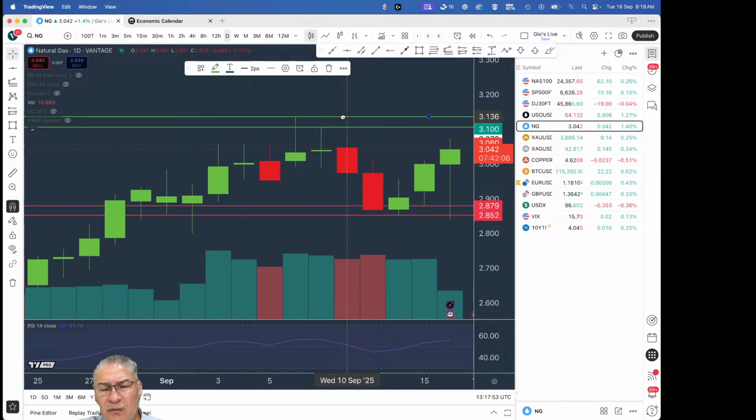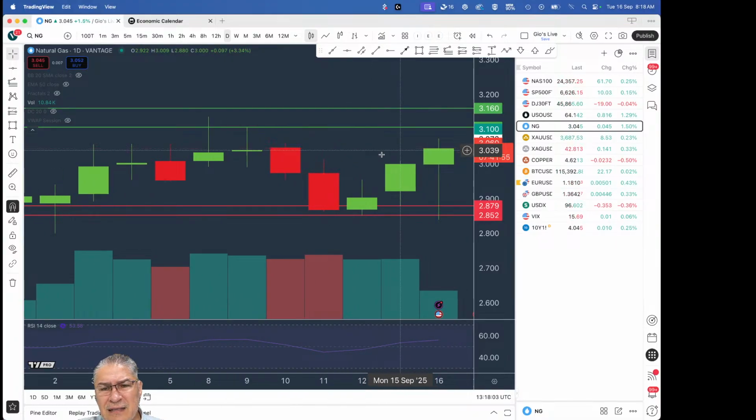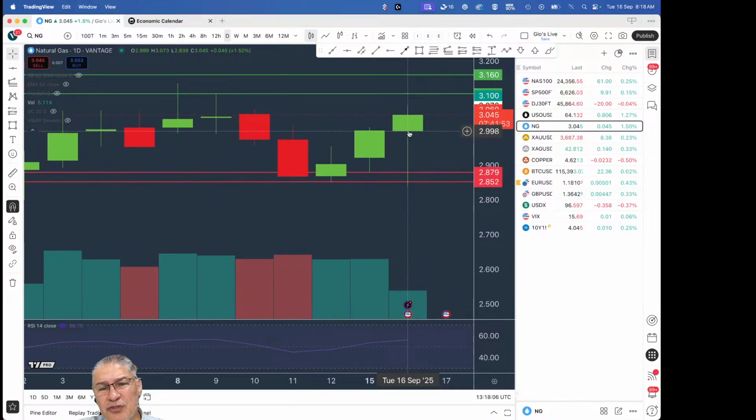Now this is too close to each other, so I'm just going to move higher to 316 for resistance for the nat gas. And since we have such a long wick, here's what I want you to analyze about this long wick. The market dropped during this time frame.